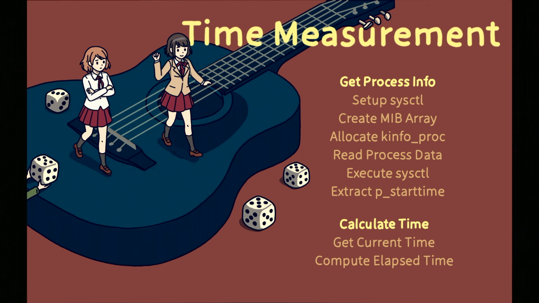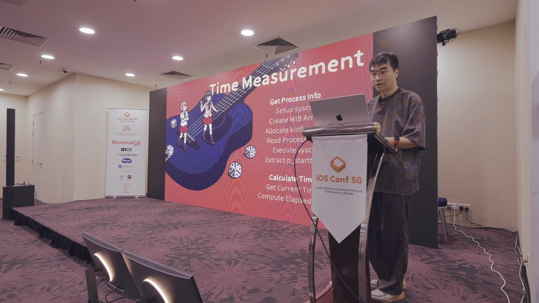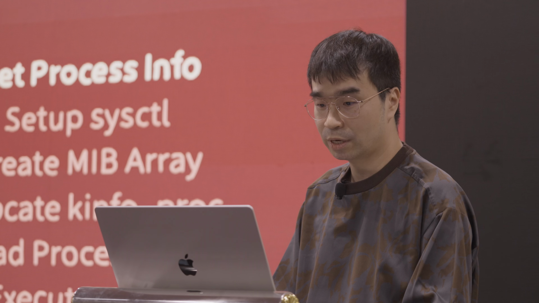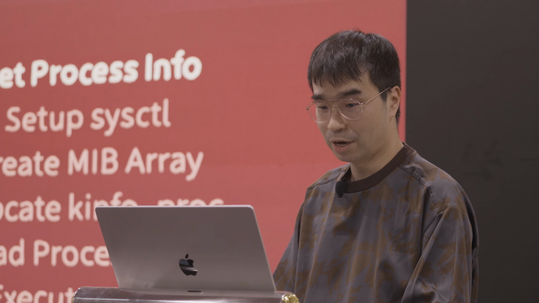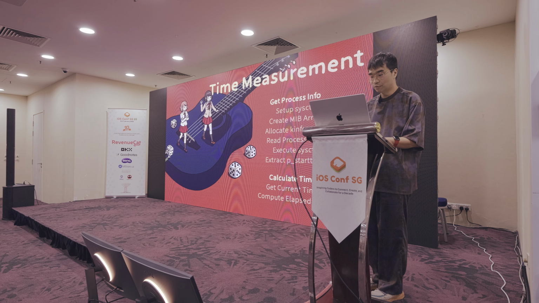To measure time with sysctl, we first get process info and then calculate the elapsed time. We do this by setting up sysctl, creating an MIB array, and gathering the p_starttime value from the kinfo_proc structure. The p_starttime gives us the process start time. To get the elapsed time, we need the current time and then calculate the difference.